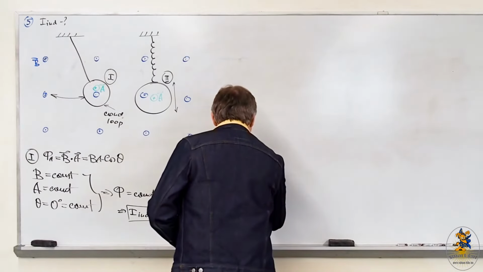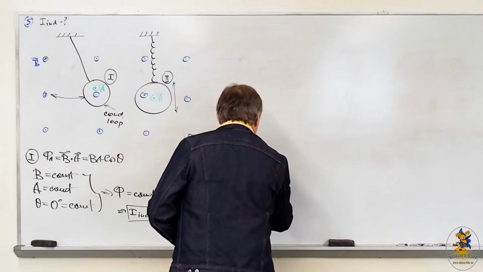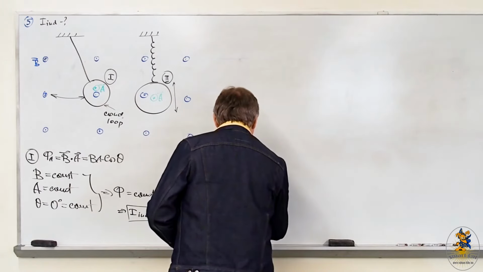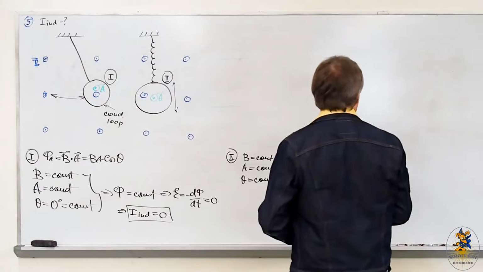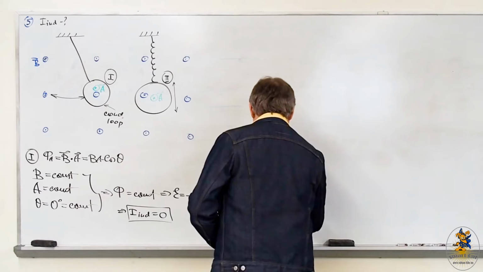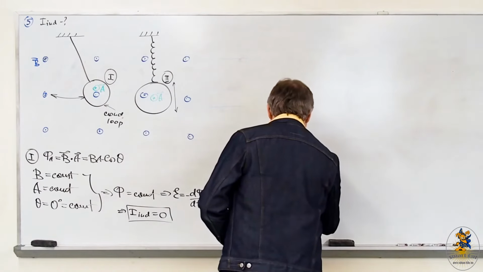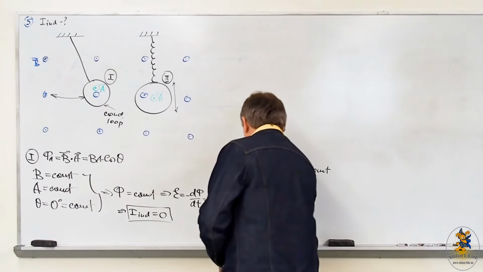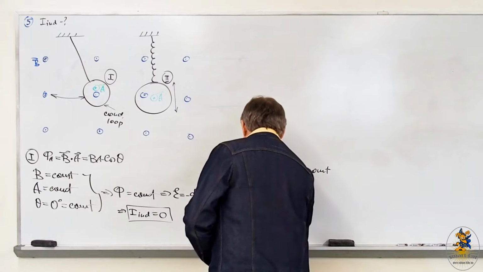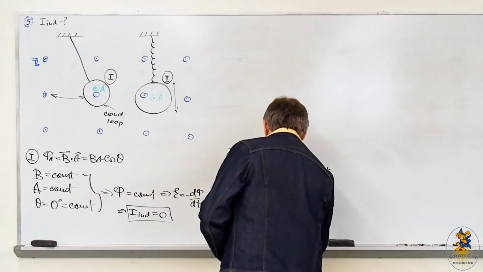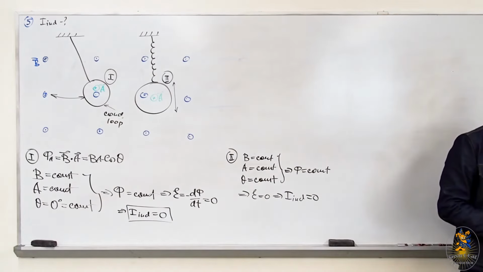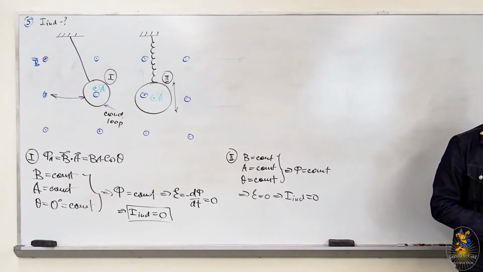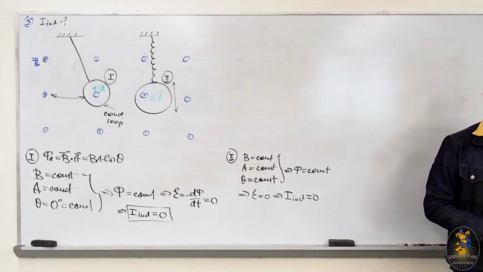So B is constant, A is constant, theta is constant. So again, flux is constant and EMF is 0, and of course I induced will also be 0. So trivial case, nothing happens in this case. You see that?